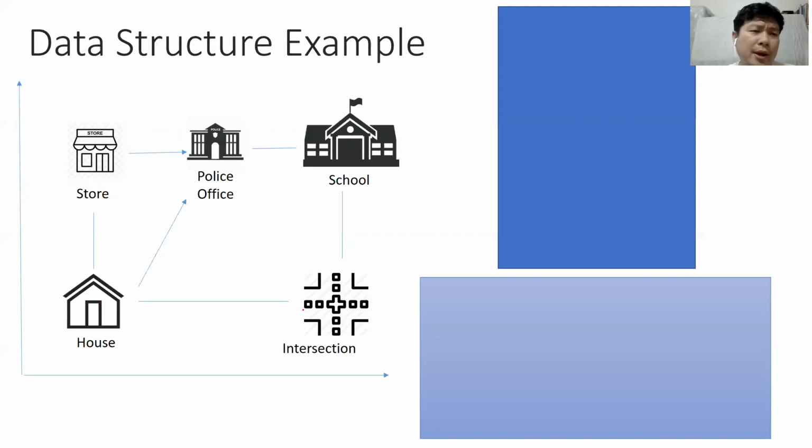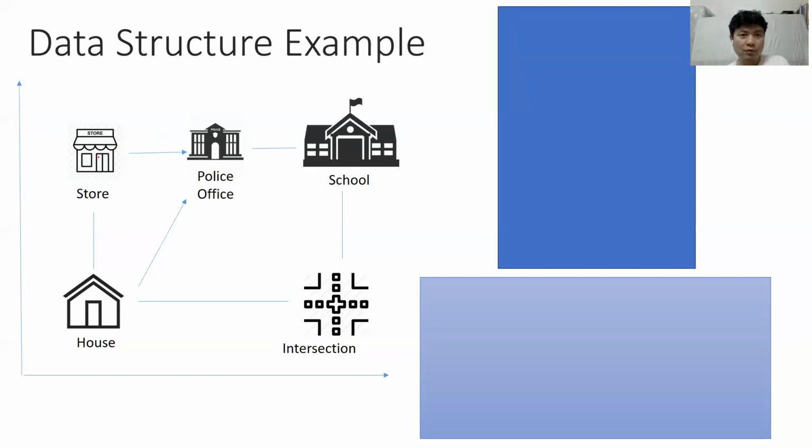As you see, there are two kinds of line. The first line is a bidirectional line. It means you can go from house to store and you can go from store to house. However, there is also a one-directional line. For example, you can go from store to police office, but you cannot go from police office to store. So it's only one direction.